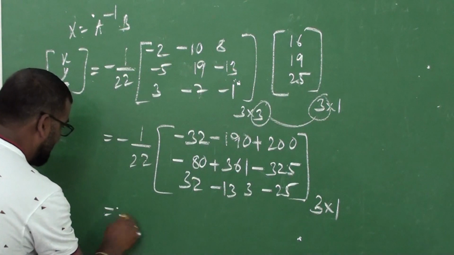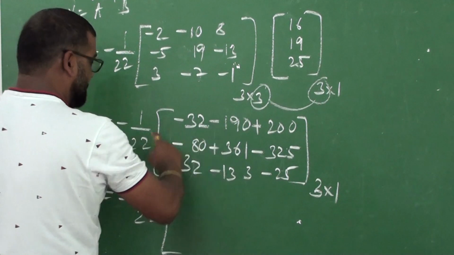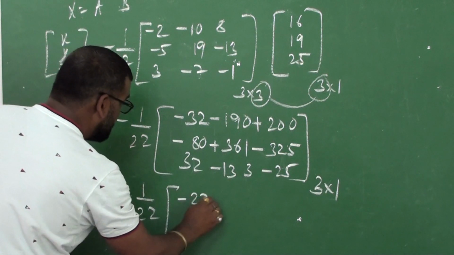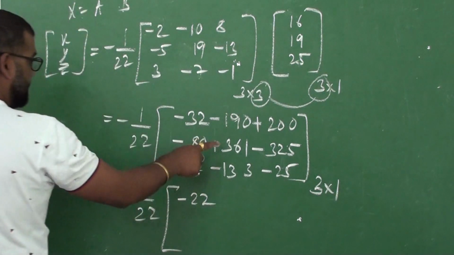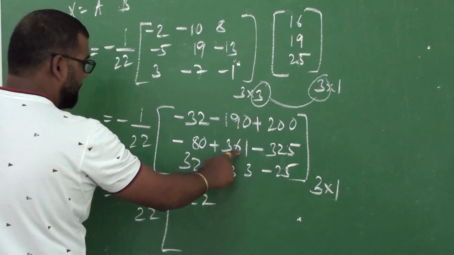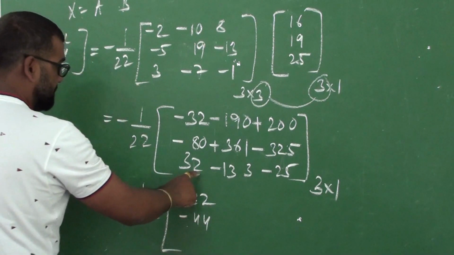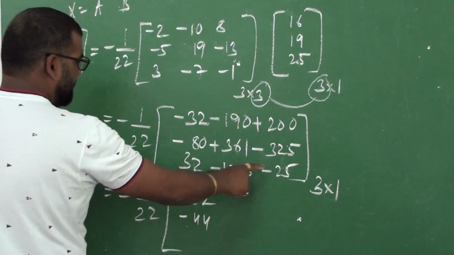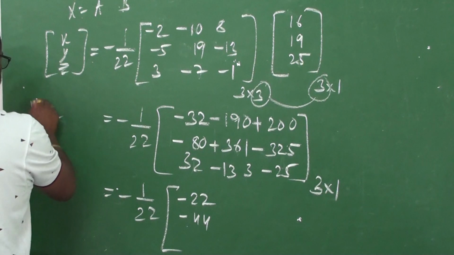So you get this as minus 1 divided by 22 along with 200 minus 122. This becomes minus 22. This becomes minus 380, 405 minus 445 minus 361. You'll get minus 44. This becomes 32 minus 158.